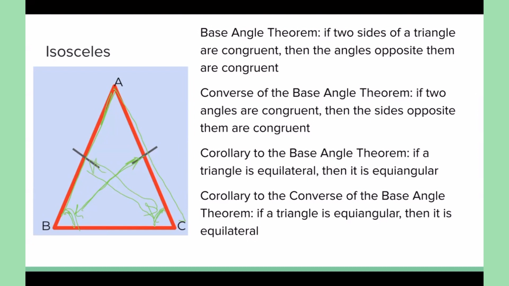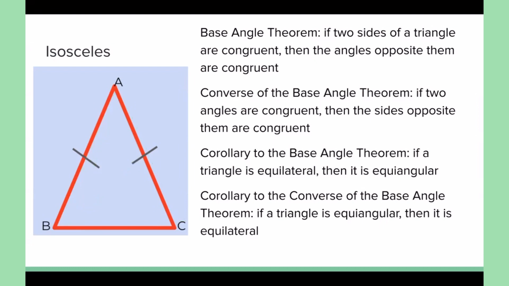Next up, we have the corollary to the base angle theorem, which says that if a triangle is equilateral, then it is equiangular, which means that if a triangle has all three sides equal, then the angles are all equal. Next up, we have the corollary to the converse of the base angle theorem. If a triangle is equiangular, then it is equilateral. So basically the opposite of what it just said. If all three angles are equal, then all the sides are equal.